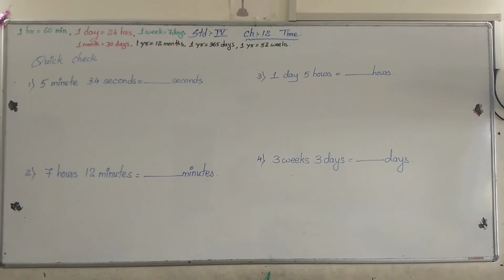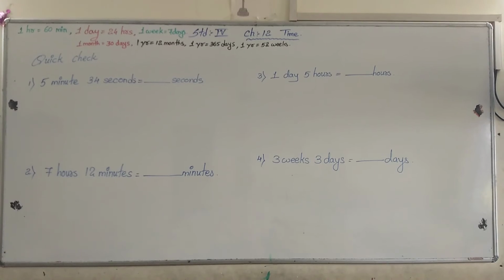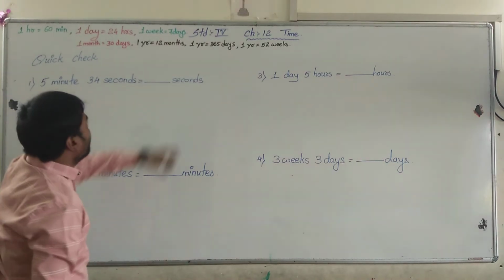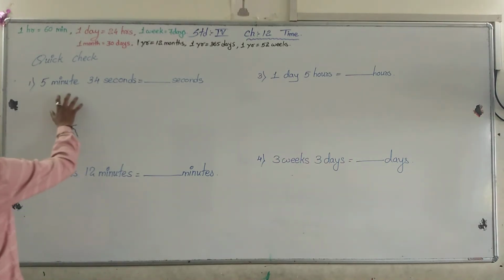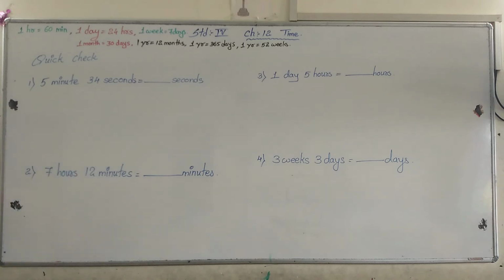Now quick check. Let's see on the basis of the conversion. The first one, 5 minutes 34 seconds is equal to how many seconds? Now here what we are going to do? We are going to convert each and everything into seconds. Right? There are two conversions, minute and second. So the first step I am going to do is separate it out.